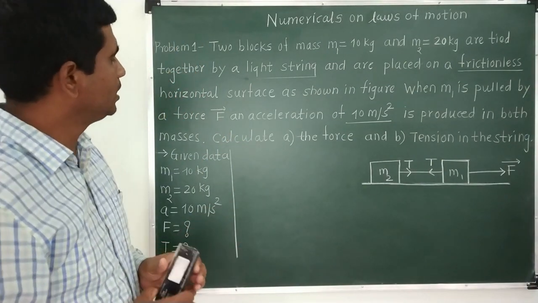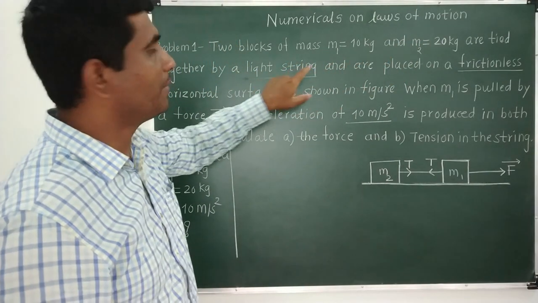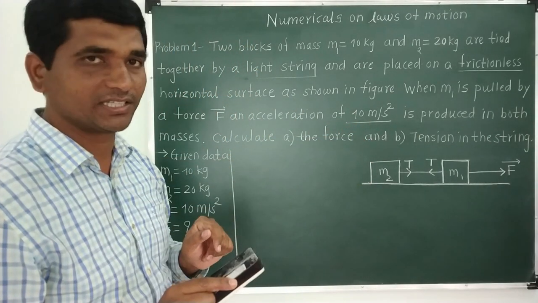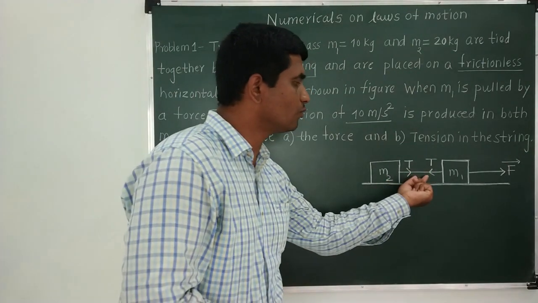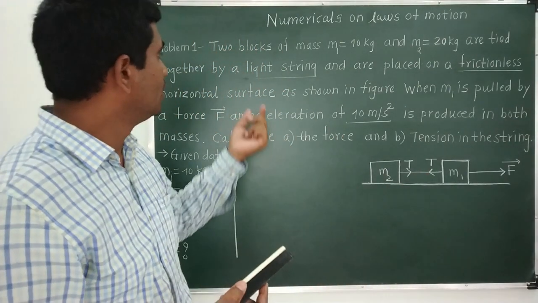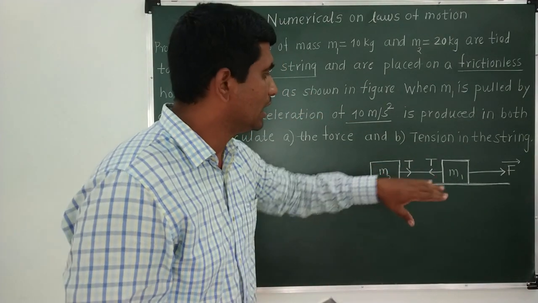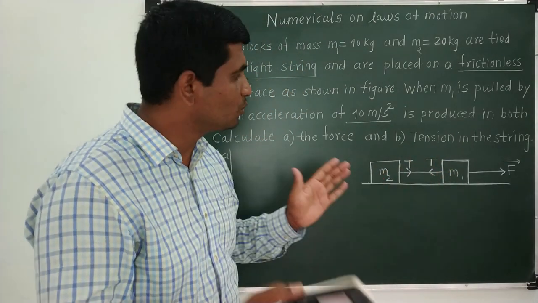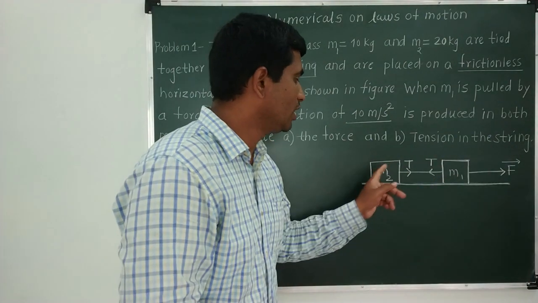Before that let me tell you one thing. As these two blocks are connected by a light string and both blocks are accelerated with the same acceleration, it means that there is no real role for this light string. It is a weightless string. So we can assume in this problem that block M1 and block M2 are not separated but are a combined system with mass M1 and M2.